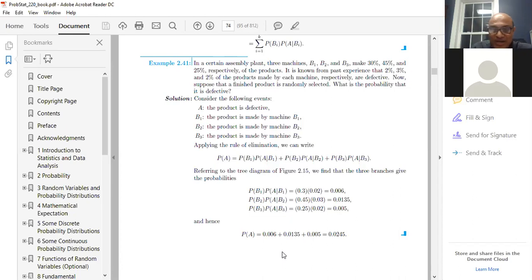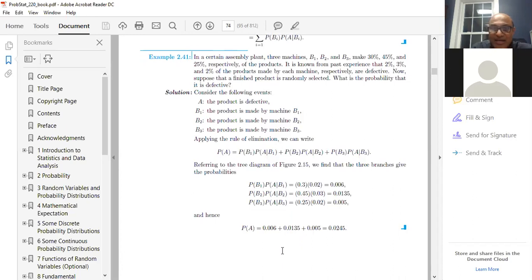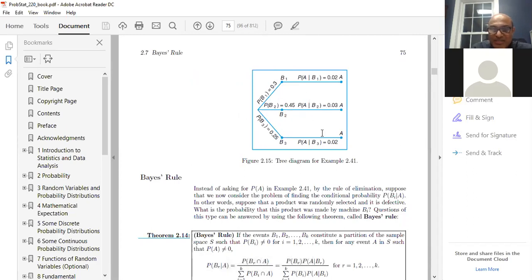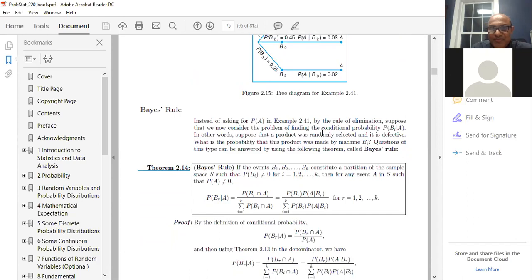That's what we are going to learn. I gave you the whole idea about this one. Again, let me give you the tree diagram first. Probability of B1 is this one, A given B1 is this one, B2 is this one, A given B2, B3. So you can always use the tree diagram. Now let's start the Bayes theorem.